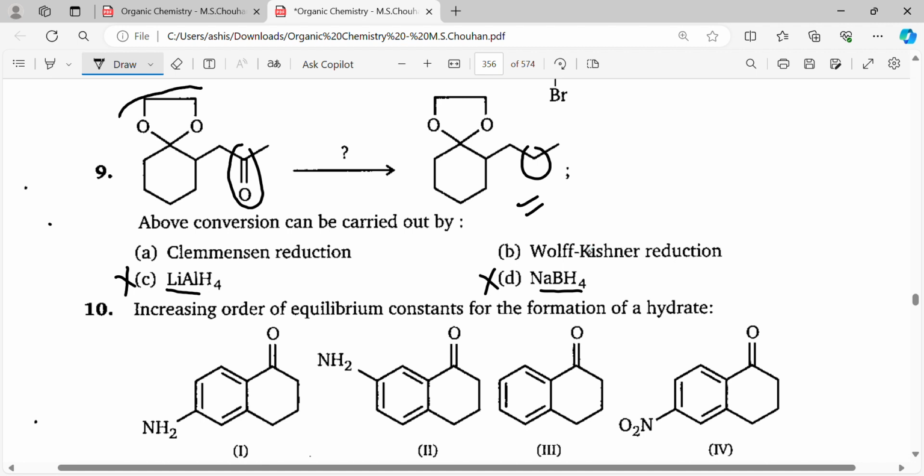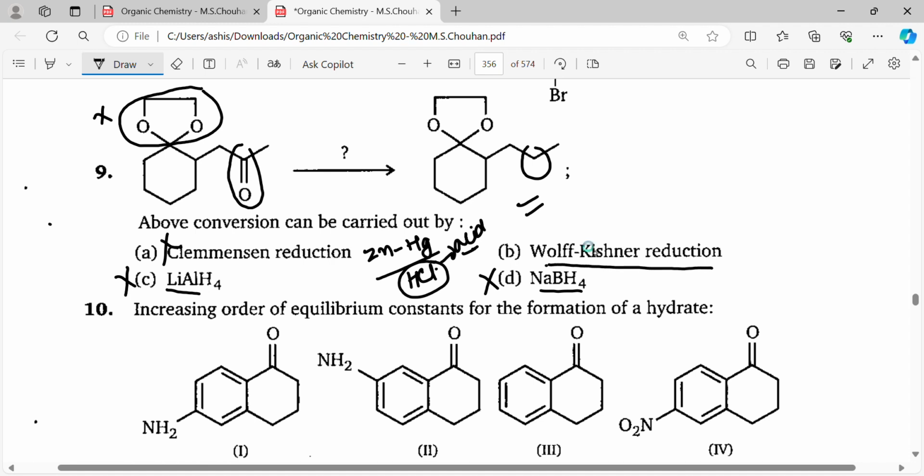But we know that it is an ether, and cyclic ethers or ethers are unstable in acidic conditions, and in Clemmensen reduction we use zinc amalgam with HCl. So HCl is an acidic condition, so it is an acid. In acid this cannot be used because it will be reactive. Ethers are reactive towards acid, so we should avoid the Clemmensen reduction.